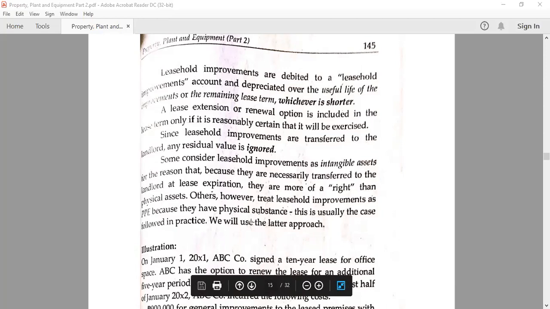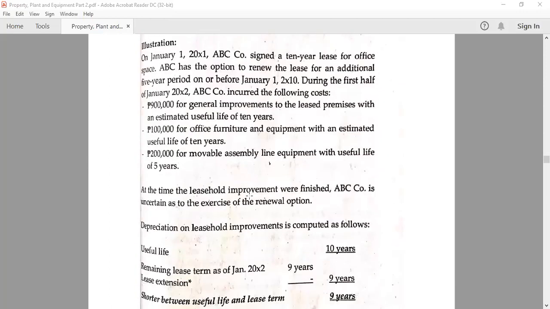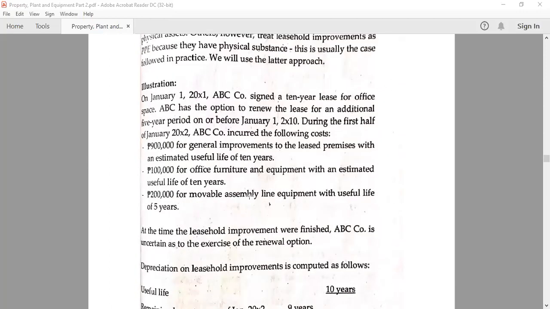In some authors, in the last paragraph, if you are going to read, there is a conflict, but I would really say that leasehold improvements are PPE because they're tangible assets. They have physical substance. If we talk about, for example, intangible assets, we have lease rights, but that will not be tackled here. So we focus on leasehold improvements.